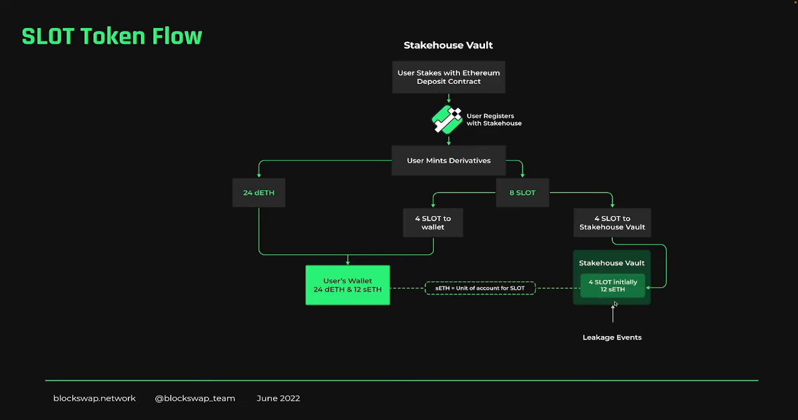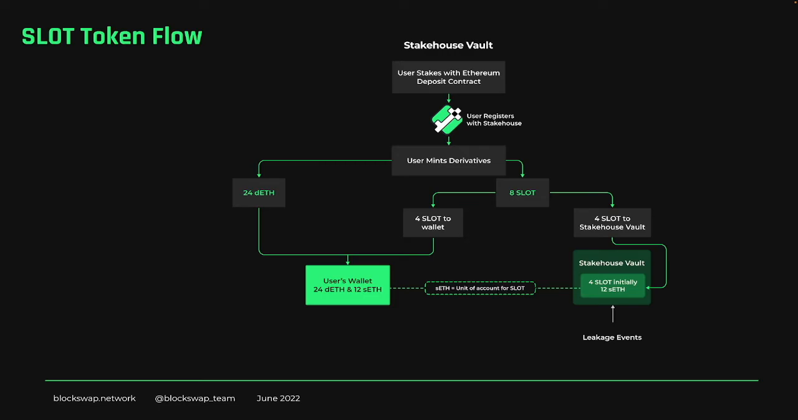The leakage events there. So I guess my next question is, what if I want to get these tokens out of the vault? Is that possible? Can I remove my tokens from this vault? Can I remove the validator?